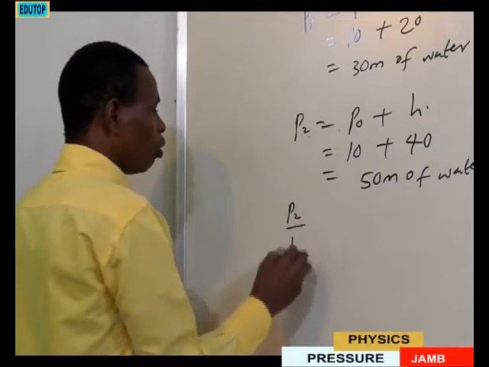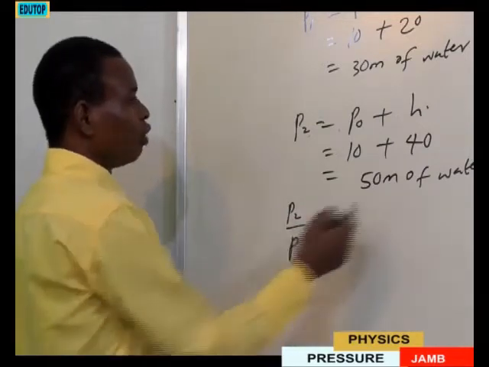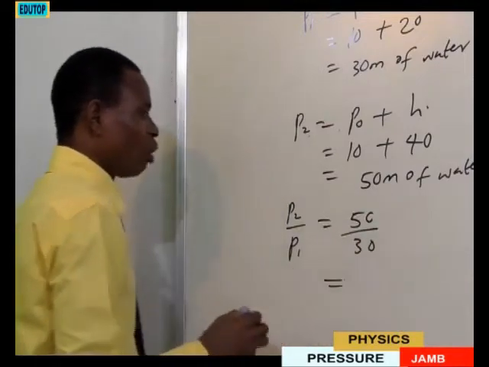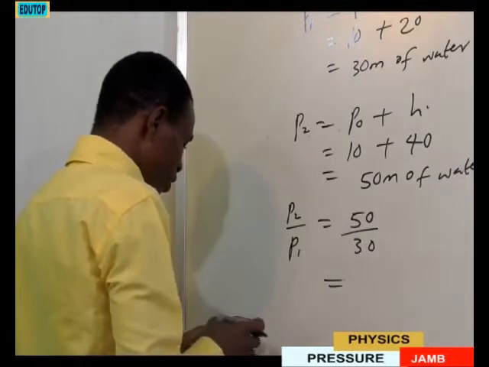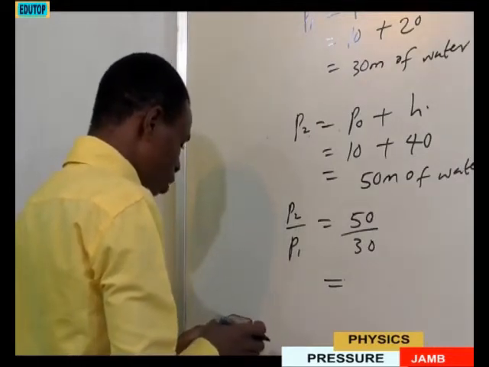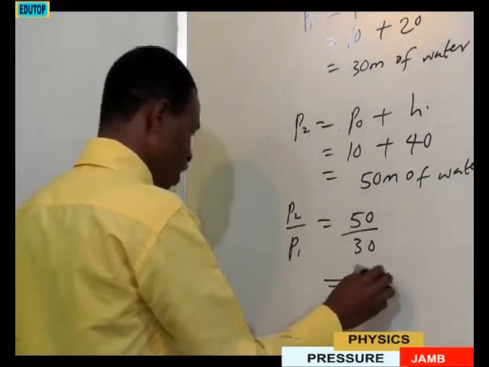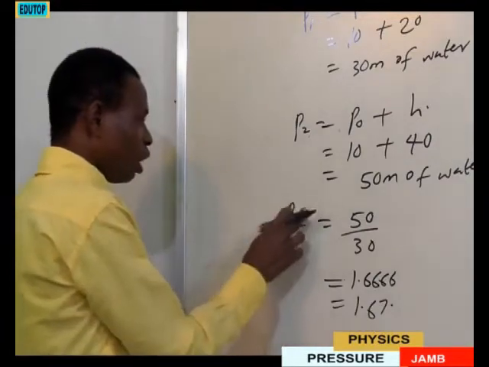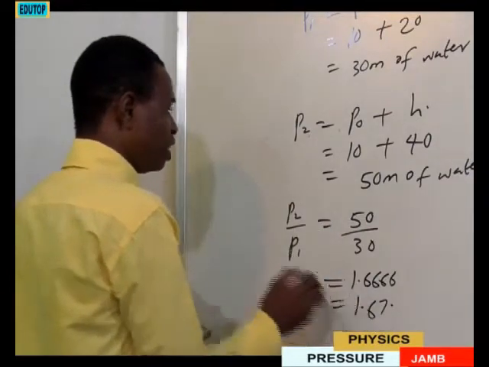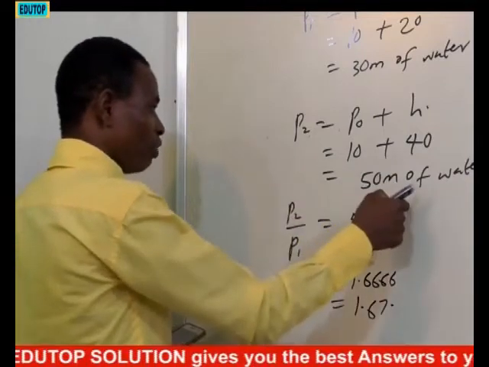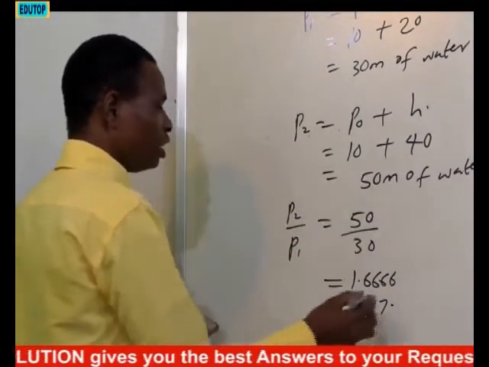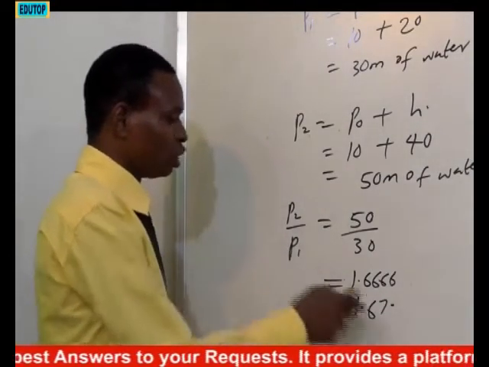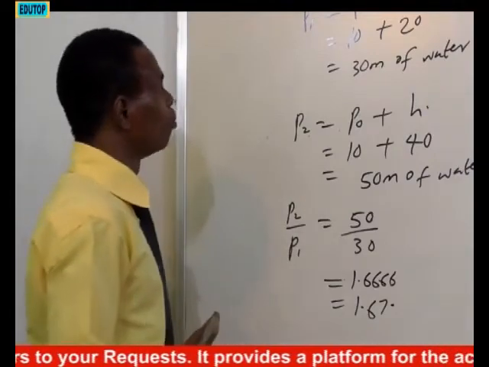Then P2 over P1 will be equal to 50 divided by 30. And what we are going to have there, 50 divided by 30, is 1.6666, approximately 1.67. Because this is pressure divided by pressure, it will not have any units, because the units cancel each other. Then the answer is 1.67. And that will be the ratio of the two pressures.